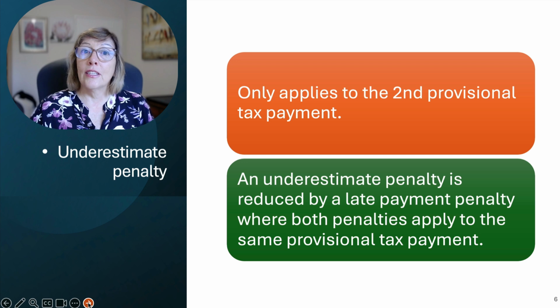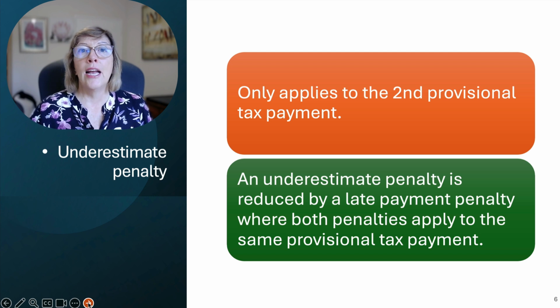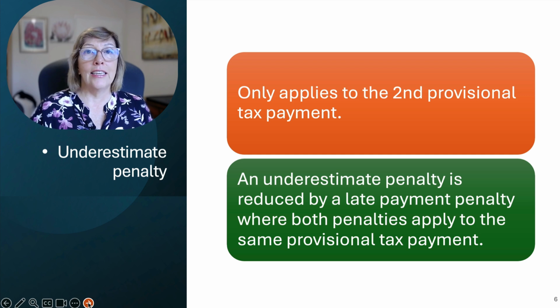It only applies to the second provisional tax payment, and as the name suggests, it applies where you underestimate your taxable income. Now, I went into this in the previous video speaking about how to calculate your provisional tax payment, and I went into the details of how to estimate your taxable income. And so there's specific rules around how much you need to use as your estimate. You can't go below certain thresholds. And if you do go below the threshold, you could end up with an underestimate penalty.